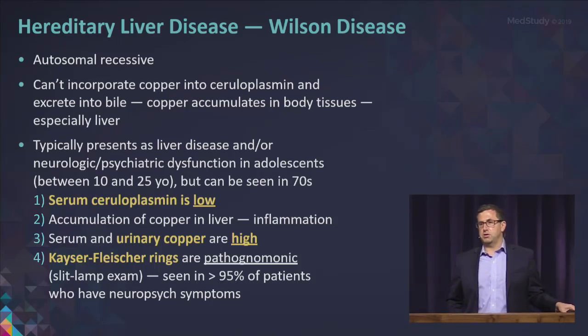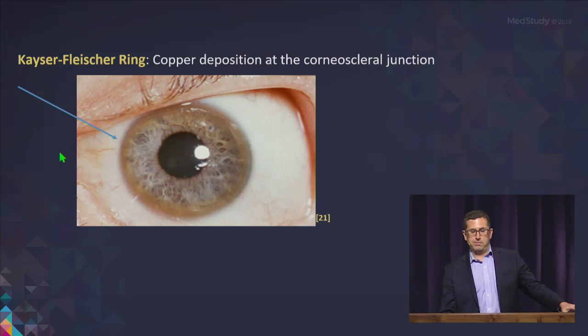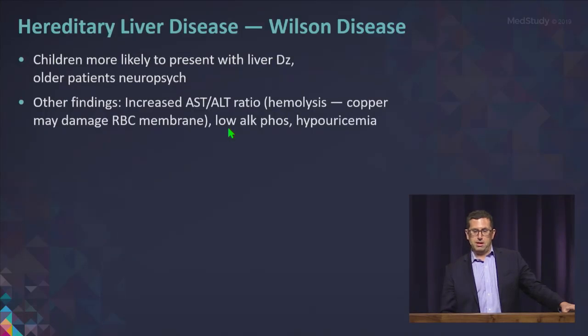And you would see something called Kaiser-Fleischer rings. This is a very testable thing. So these are pathognomonic, and this is a picture of a Kaiser-Fleischer ring where you could see copper deposition at the corneoscleral junction. Generally, children are more likely to present with liver disease and older patients with neuropsychiatric disease.